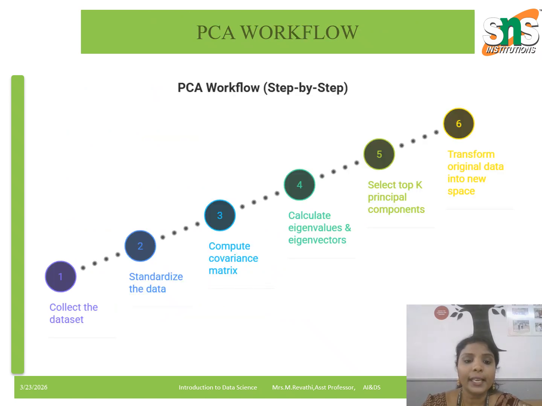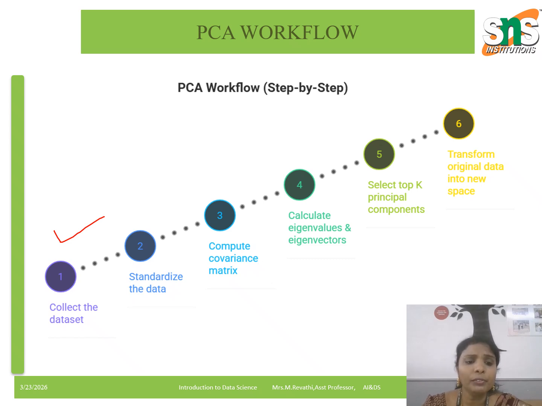Here is the diagram. PCA reduces the number of features so the data becomes simpler. It removes correlated features and improves visualization, especially when we reduce data to 2D or 3D. It also helps in reducing noise in the data. So PCA makes data easier to understand and work with.